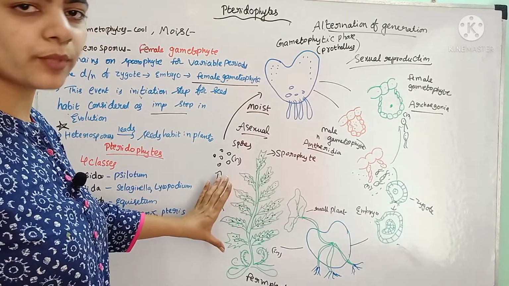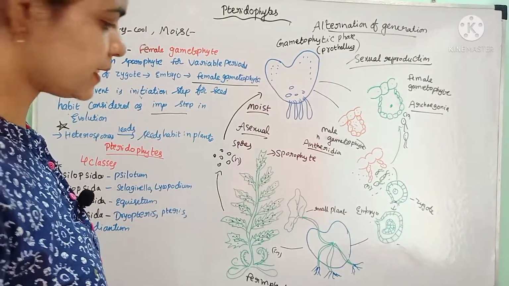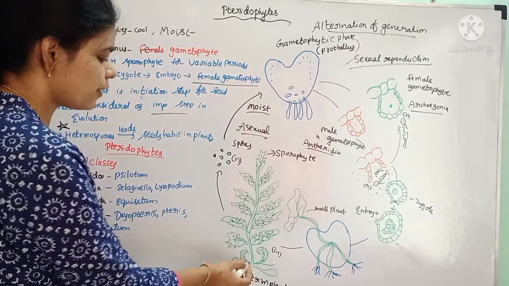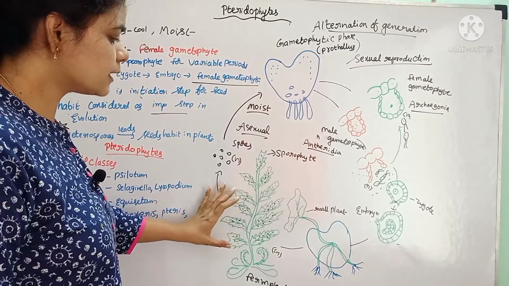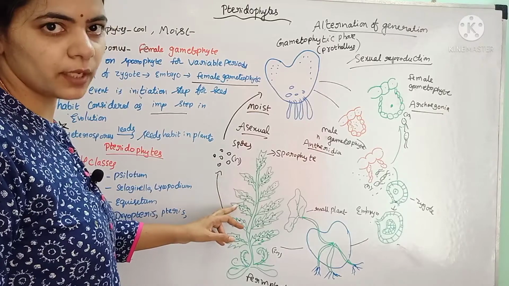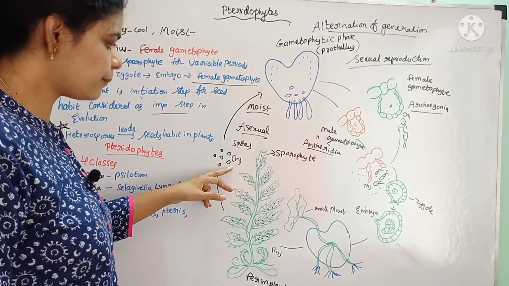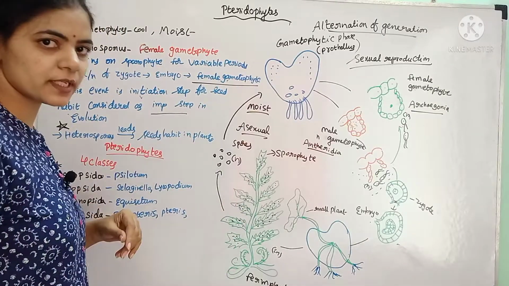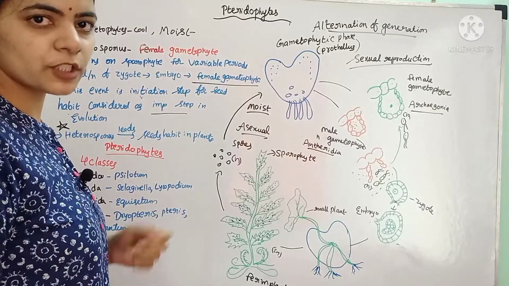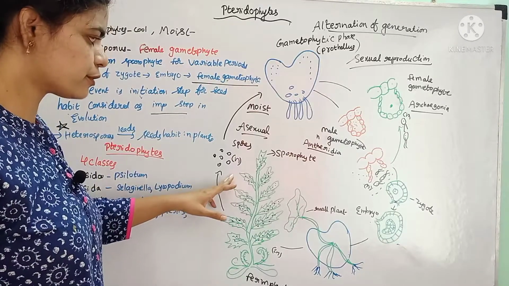So, what is the main plant body in pteridophytes? The sporophyte is the main plant body, which consists of true roots, stems and leaves. From these leaves, the spores are developed, which are called sporophyllous leaves. The spores will be haploid because inside the leaves the sporangium is present. Inside the sporangium, the spore mother cell undergoes meiosis and produces haploid spores.